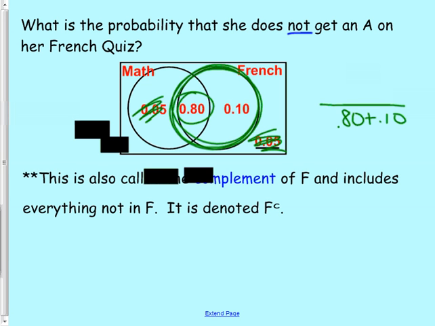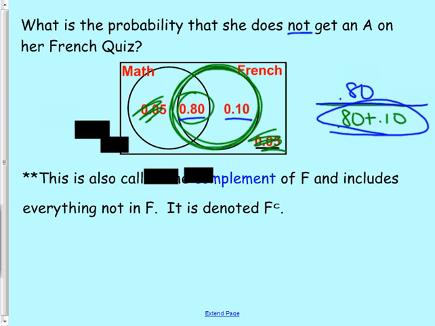Okay, so the actual answer would be, given I know she got an A on French, what's the chance she got an A on math also? It's 0.80 divided by the things that were possible. So it's 0.80 divided by 0.90. The answer is not just 0.80. Think about it. Isn't it more likely if she got an A on her French test? Because now there's less things that it's out of.